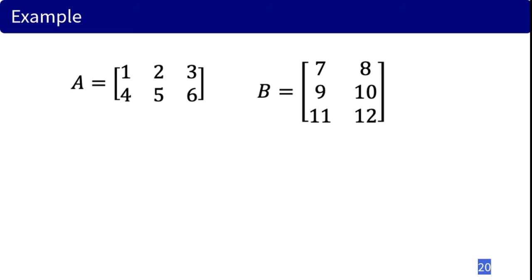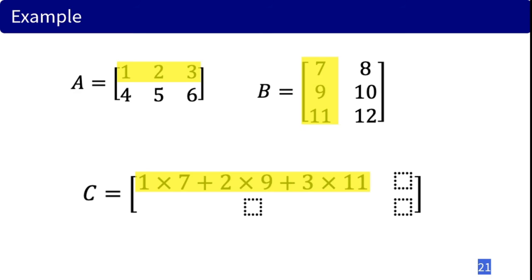Let us consider the following example. Here we have matrices A and B of different sizes and, of course, different elements. Here the two matrices are not of the same size, such that A is 2 by 3 and B is 3 by 2. Okay. Now the multiplication of these two matrices is as follows.